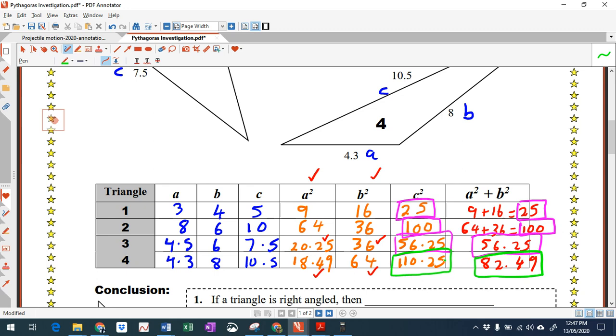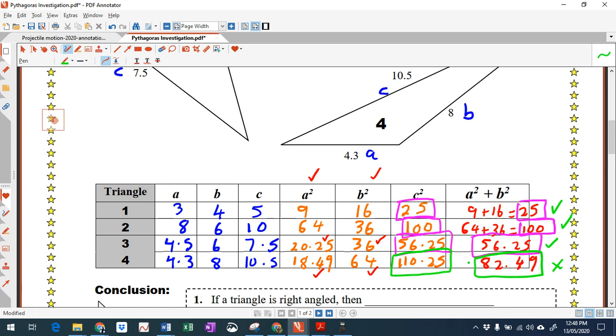So what kind of triangles match triangles 1, 2, and 3? For triangles 1, 2, and 3, we see a pattern, don't we? The pattern is that the C squared number is equal to the A squared plus B squared number. It doesn't work for the last triangle.